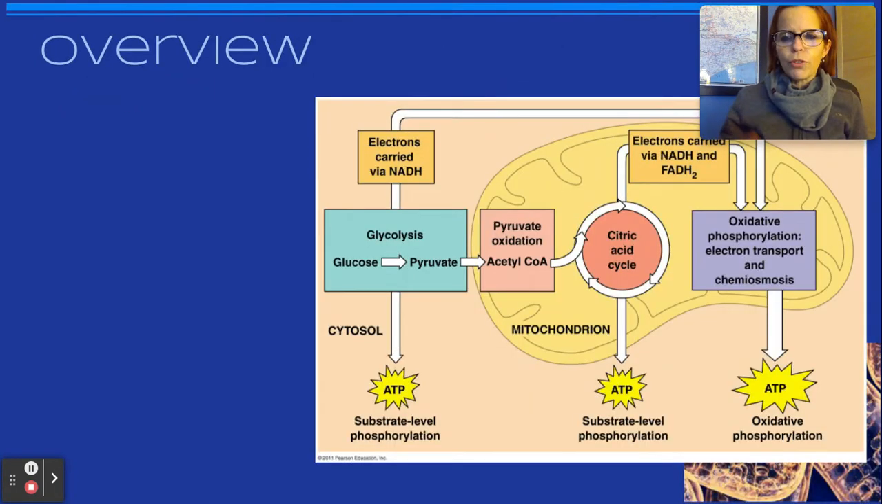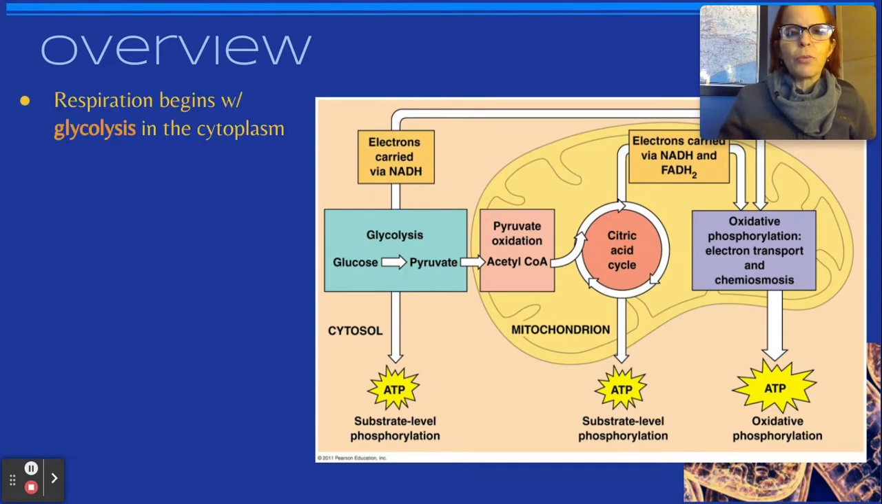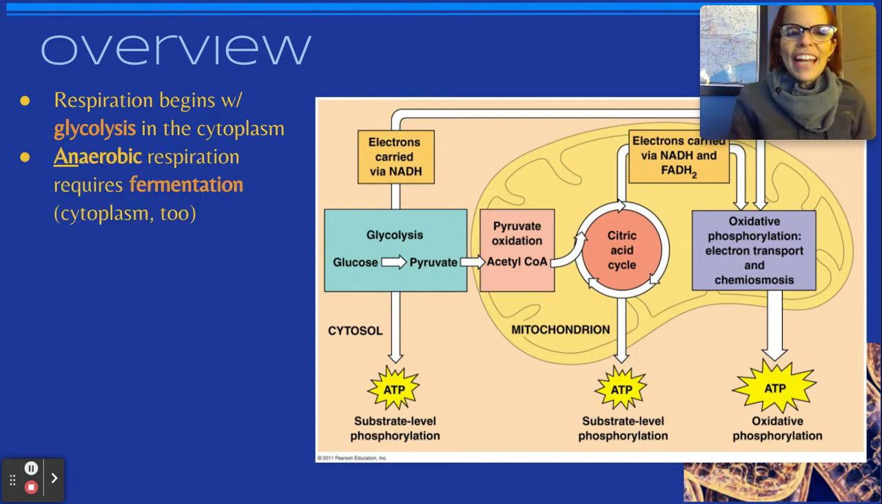Okay, here's our overview. Hopefully my picture's not covering up too much. So we did a photosynthesis overview. We're going to do an overview of cell respiration. Respiration begins with glycolysis in the cytoplasm. So take a look at this diagram while I'm talking you through it. You're starting outside in the cytoplasm where it's that peach color and the green box says glycolysis. If anaerobic respiration is going to happen, it requires fermentation, and that happens in the cytoplasm as well. Anaerobic, remember, means without oxygen.